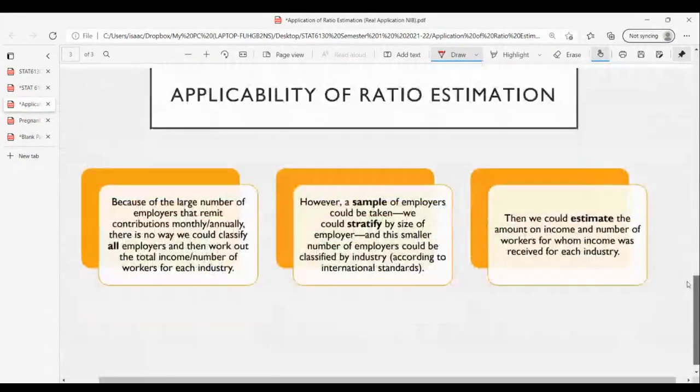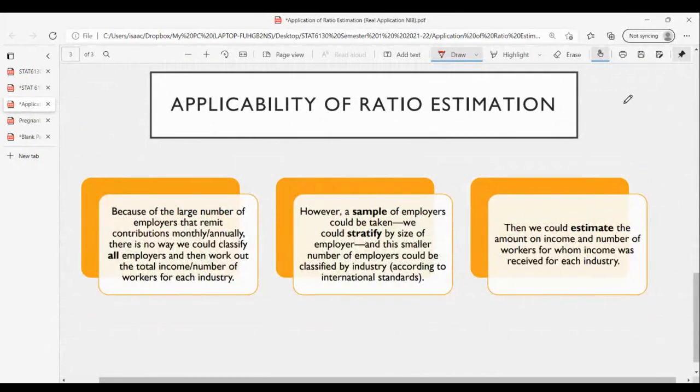So how we could use ratio estimation probably. My basic idea is, because of the large number of employers that remit contributions on a monthly or annual basis, right? So we're talking about what, 18 to 19,000 employers every month remitting contributions.